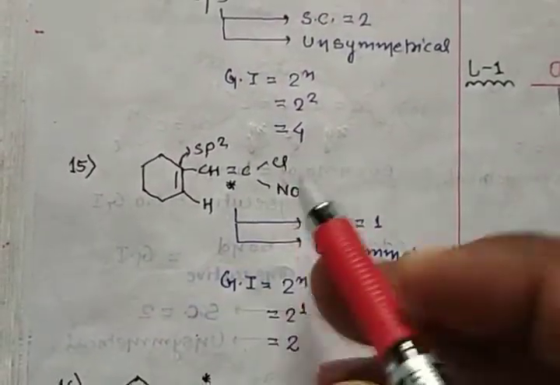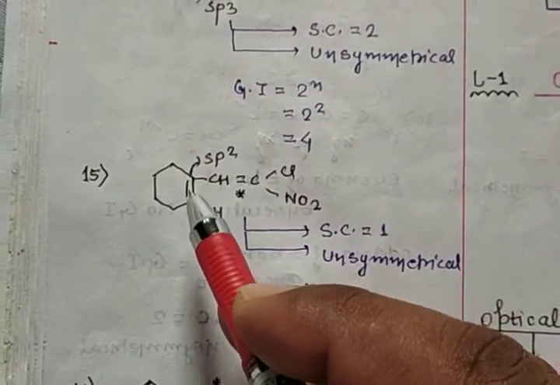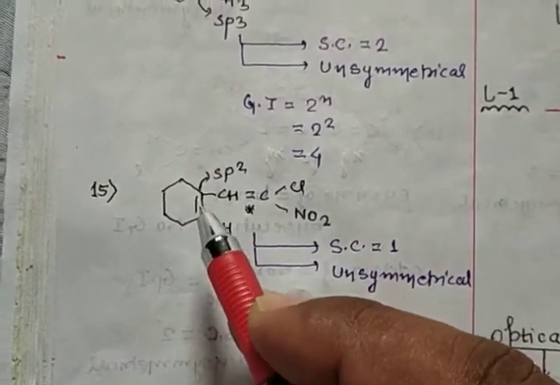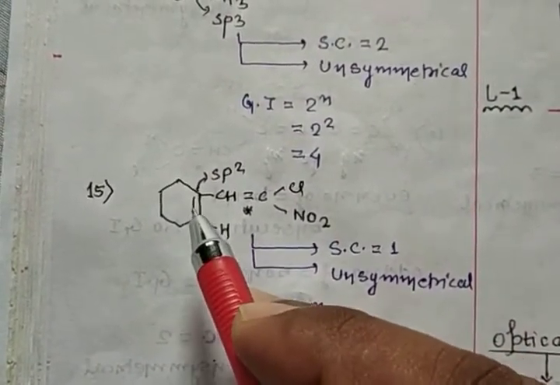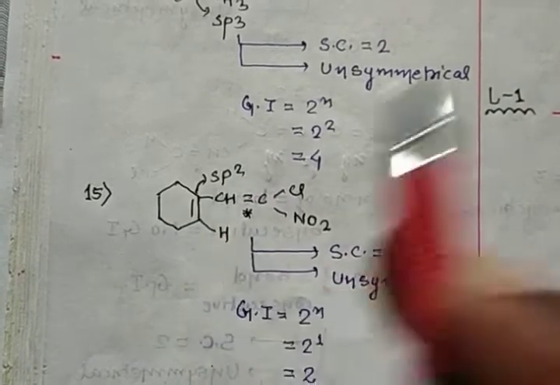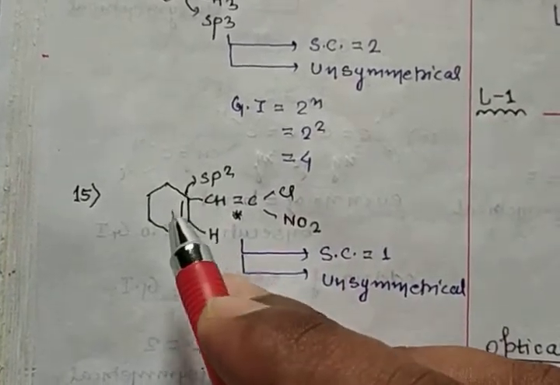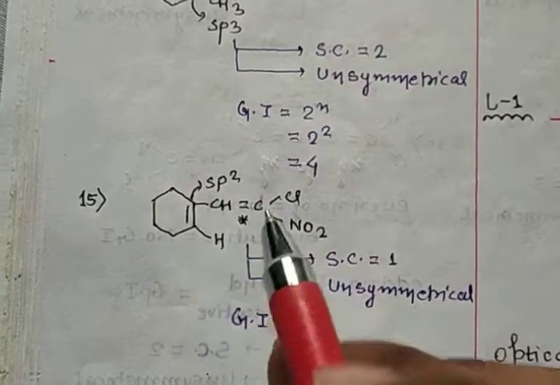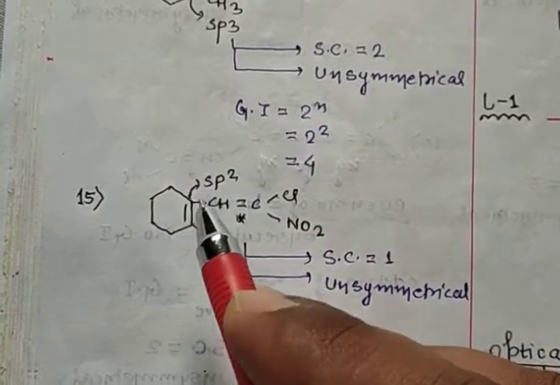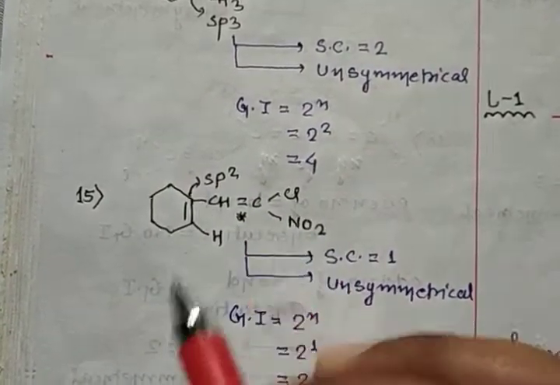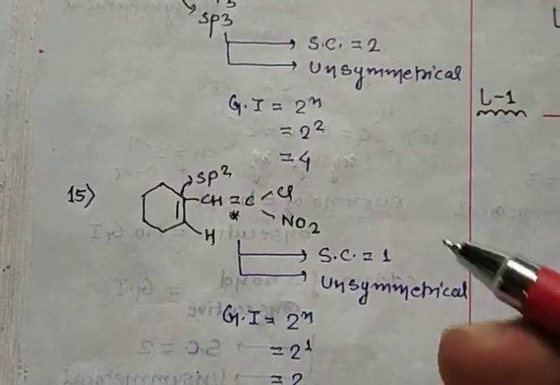Same for this. Take one stereo center, and this is sp2. You know very well sp2: no shifting, no restriction, a double bond is there. So sp2 does not show it. In the ring, a double bond is there, so definitely sp2 hybridization is there. So this means no geometrical isomerism.